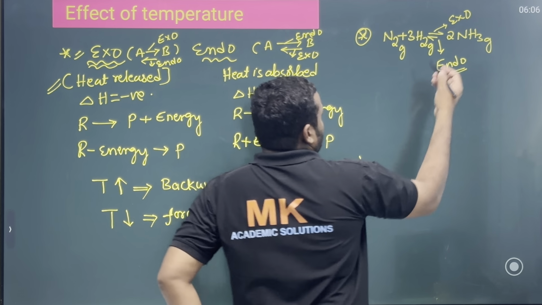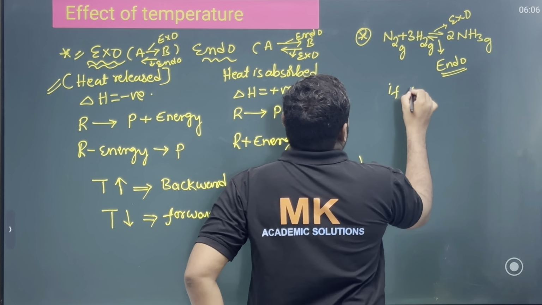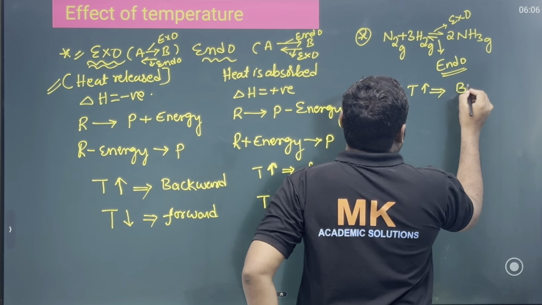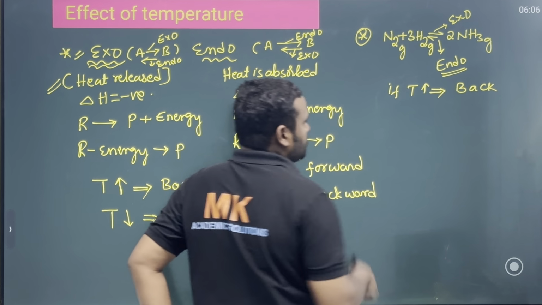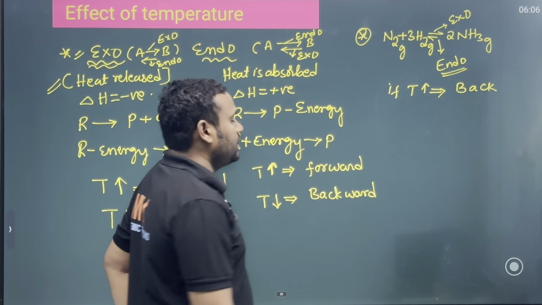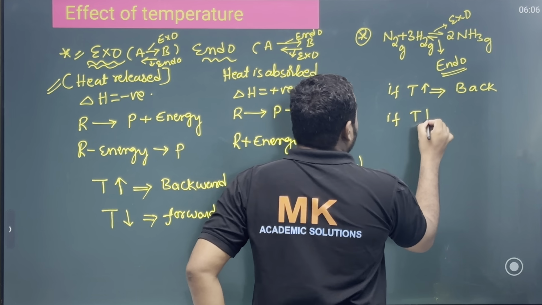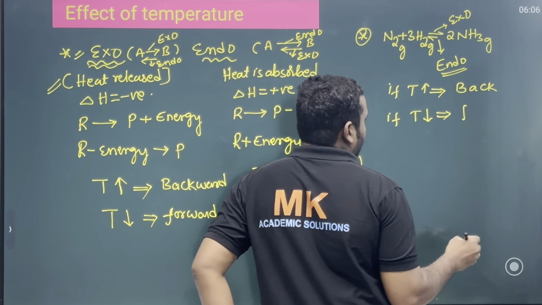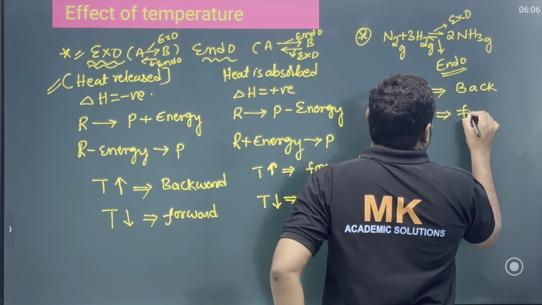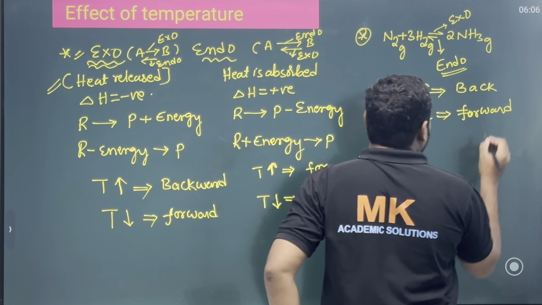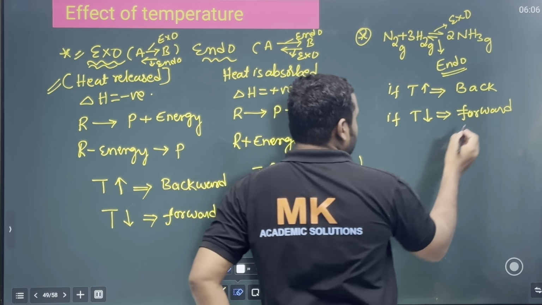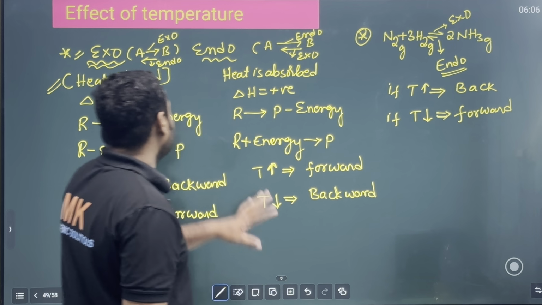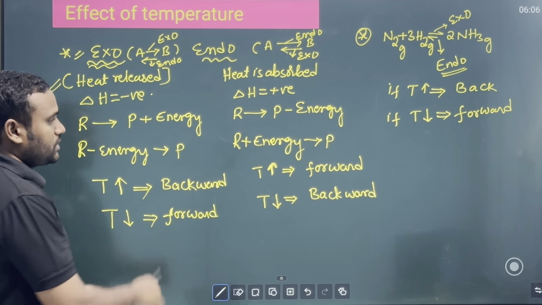So now if temperature increases, backward. Why? Because backward is endo, means it will move towards the reactant side. If temperature decreases, forward reaction. So if temperature decreases, the forward reaction is going to take place. So this is the effect of temperature on the state of equilibrium.